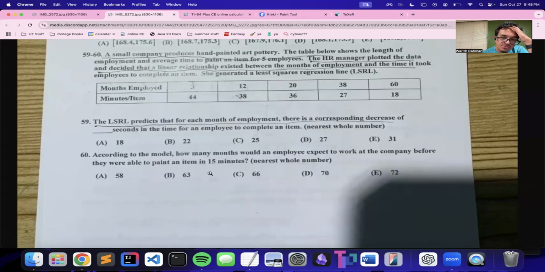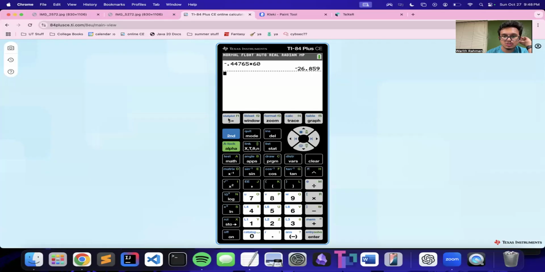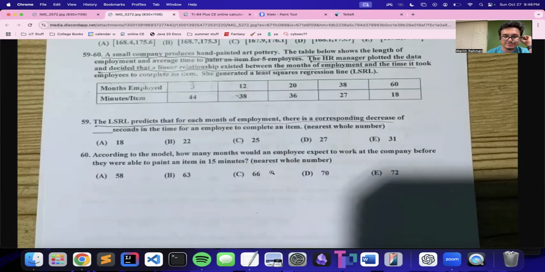60. According to the model, how many months would an employee expect to work at the company before they were able to pay an item in 15 minutes? So what we can do here is figure out when this equals 15. We could graph this, or we can abuse equation solver. We're going to say y of some value is equal to 15. What is y? If we solve this, 65.9. That would be 66 months.